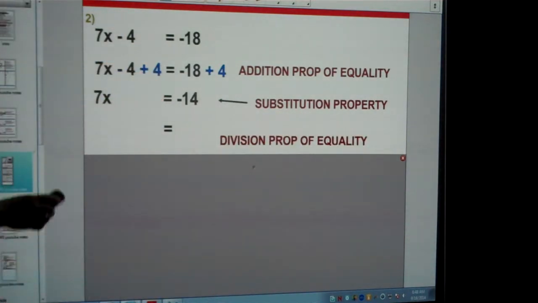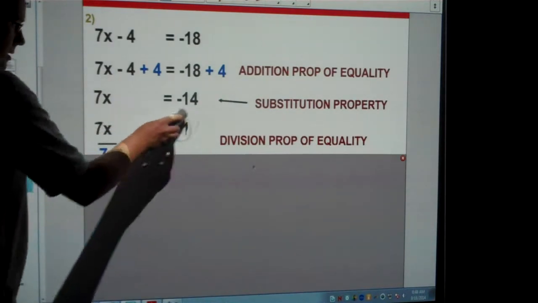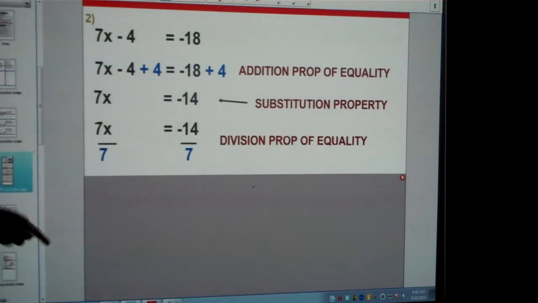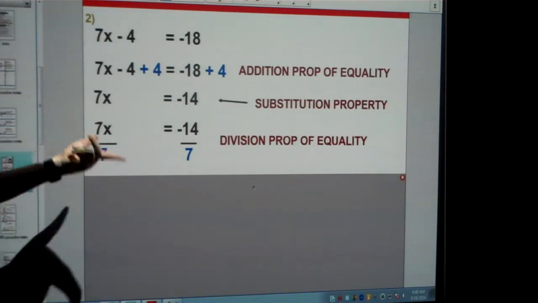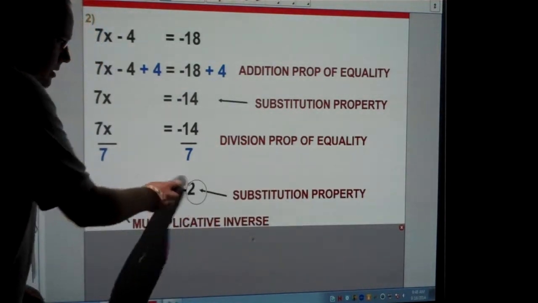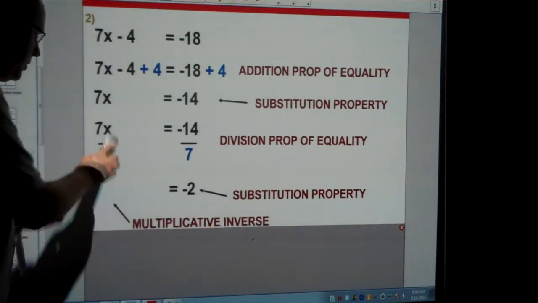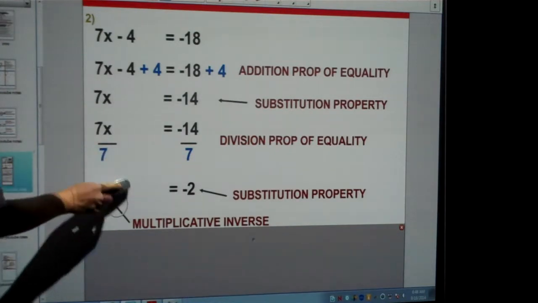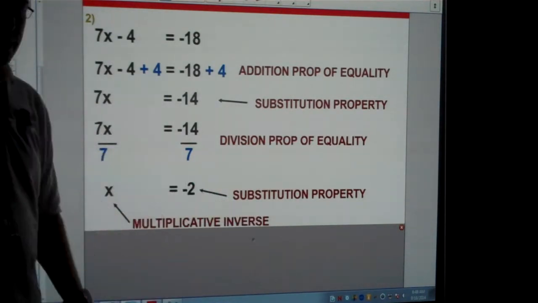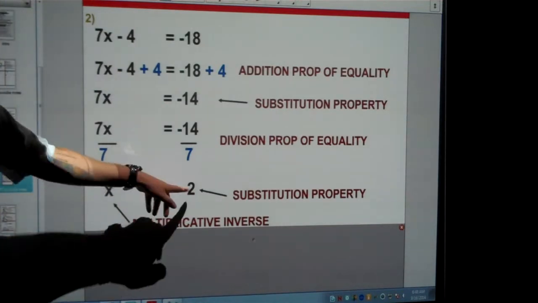7x equals negative 14, so if we divide both sides by 7, then I can find out what x is. So the 7s are going to cancel, leaving me with x. And then negative 14 divided by 7 is negative 2 by substitution. And as this was times by 7 and this was divided by 7, that would be my multiplicative inverse, so x equals negative 2.